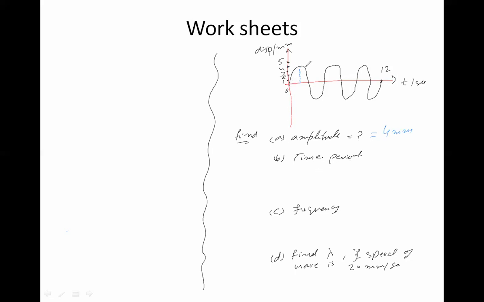What is the time period? Time period is the time required to complete one cycle. But one cycle time is not given. It is given for 1 cycle, 2 cycles, and 3 cycles. If 3 cycles take 12, what is the time period? 12 divided by 3 equals 4 seconds.